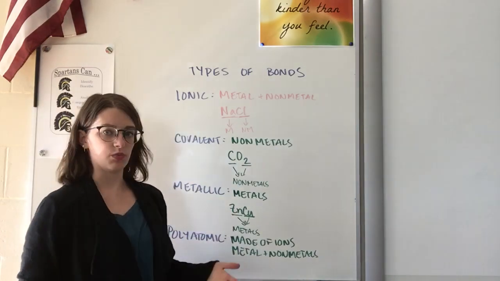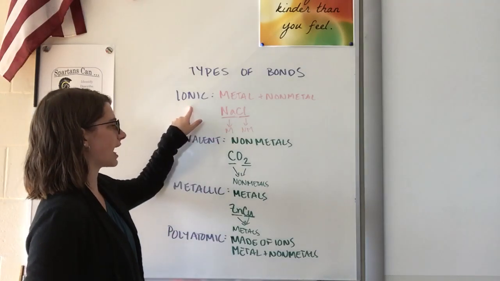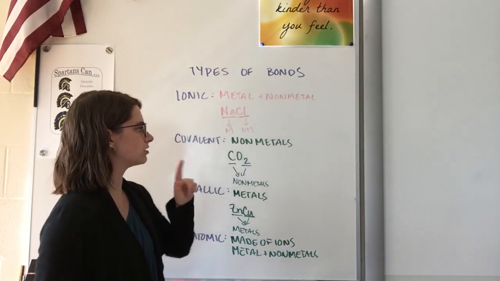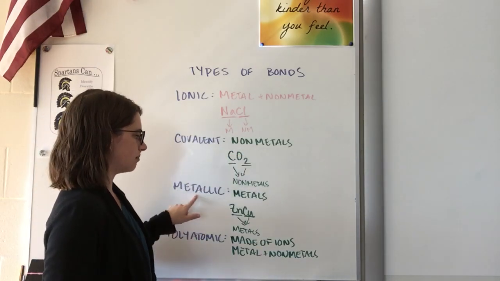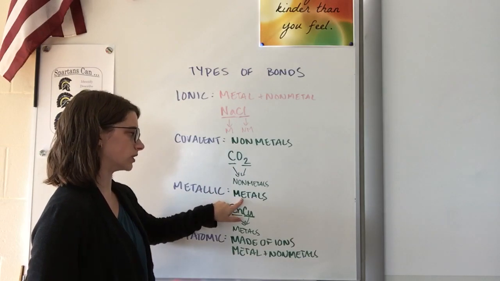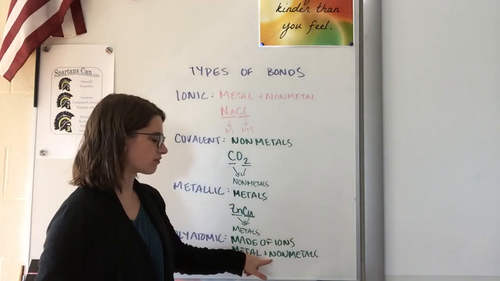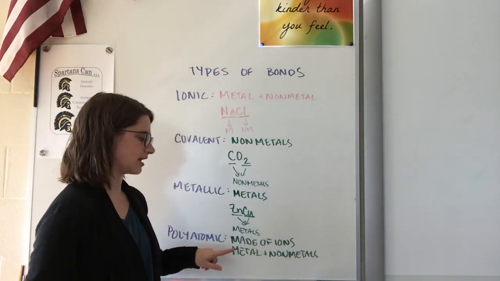So in review, we have 4 major categories of bonds that we're going to look at. We're going to look at ionic compounds. Ionic compounds are made up of metals and nonmetals. Covalent compounds, which are made up of only nonmetals. Metallic compounds, which are made up of only metals. And then polyatomic compounds, which have several nonmetals bonded together, and then as a group, that is bonded to a metal.